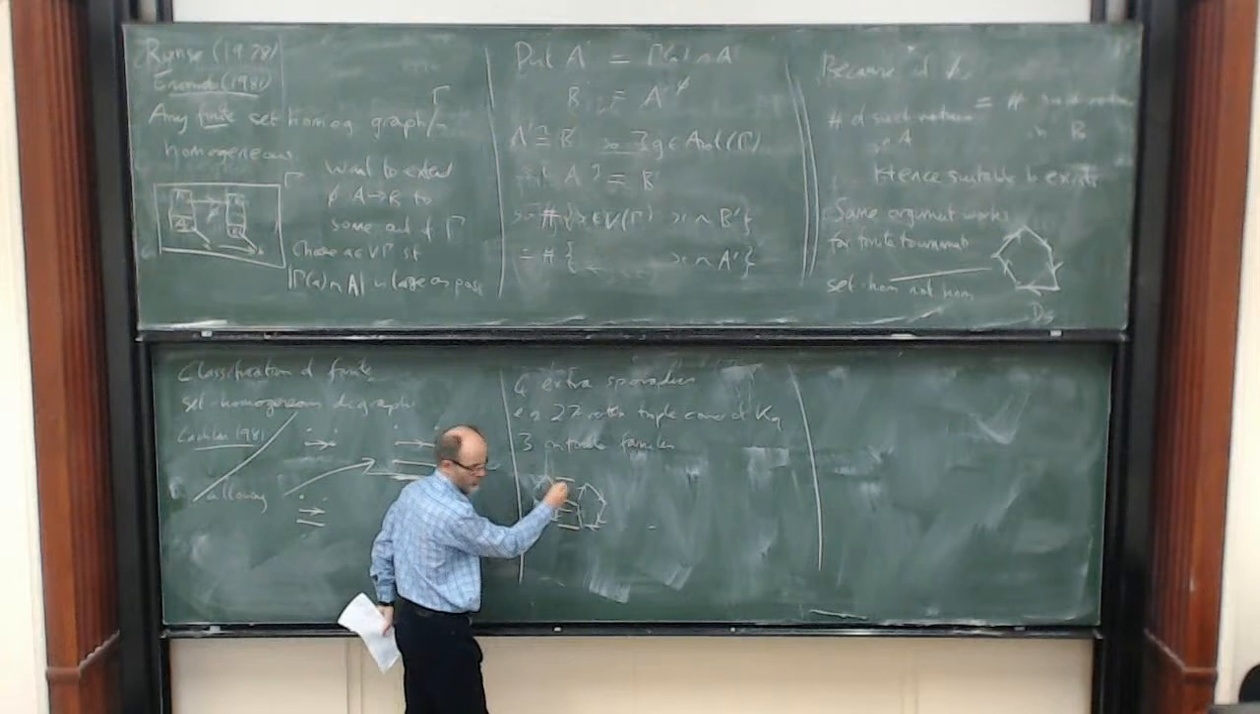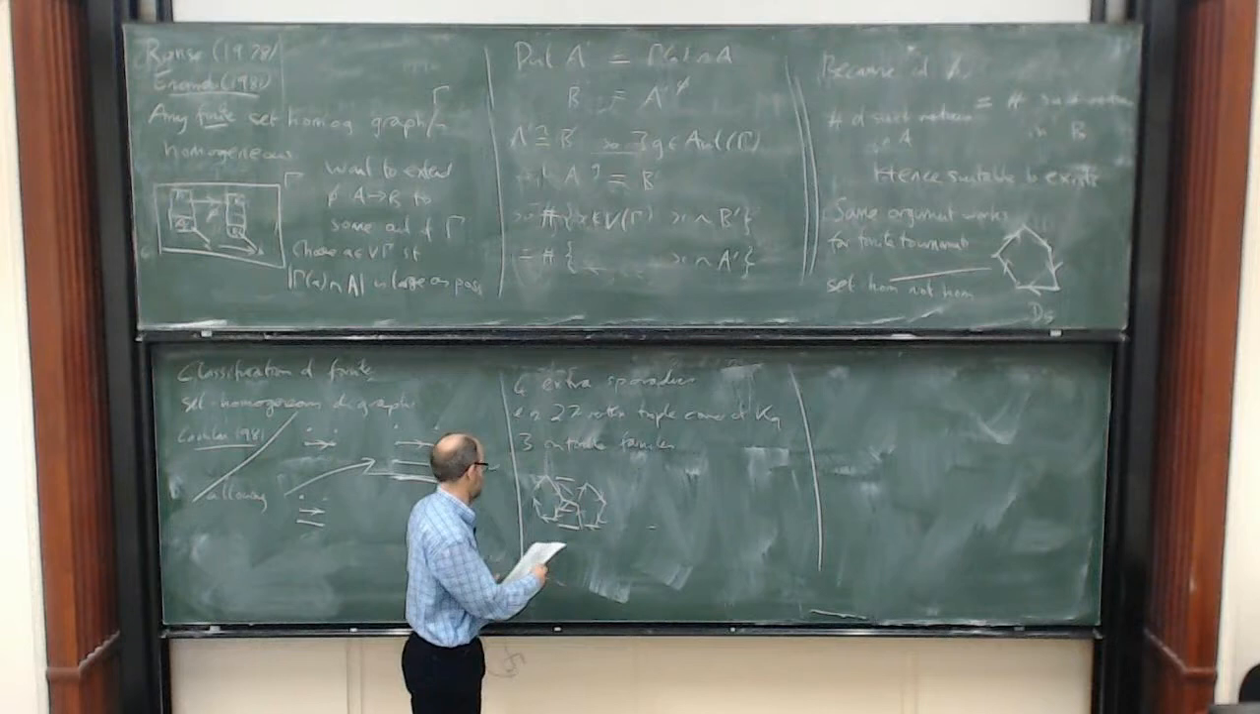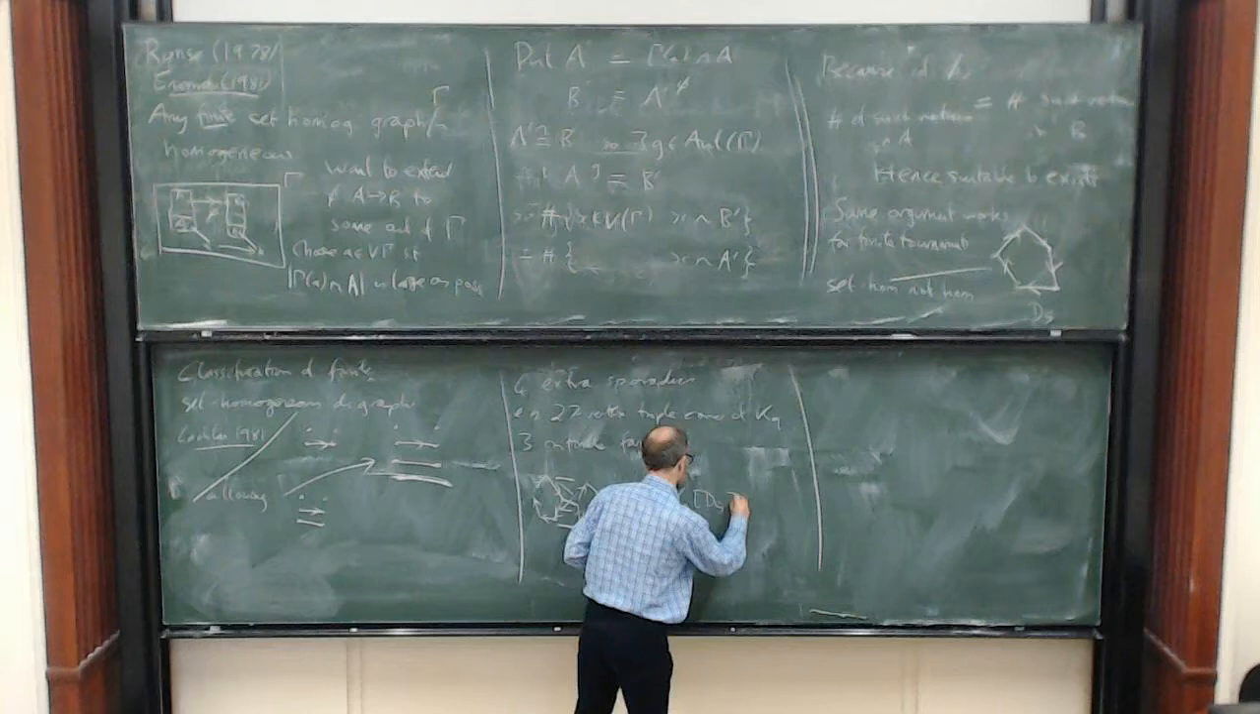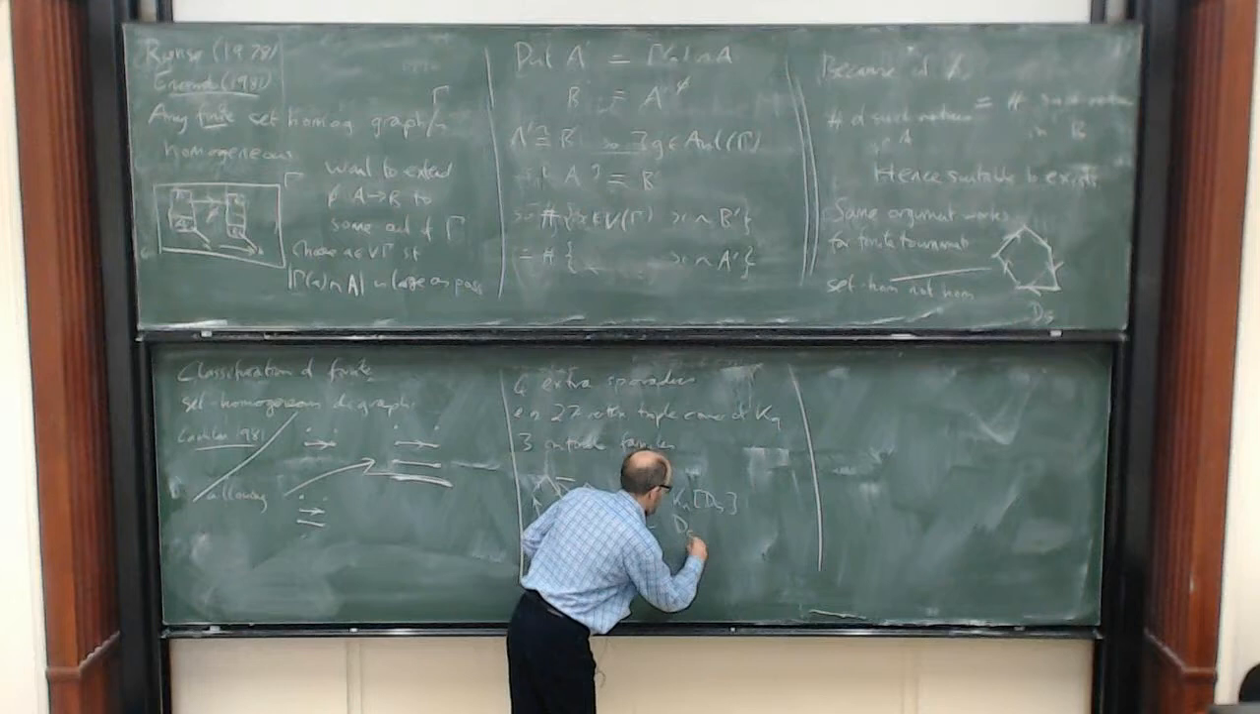So we would call that Kn of D5. So that turns up as an example. And likewise, you get D5 of Kn. So you reverse the roles of those. And there's a third family that shows up.